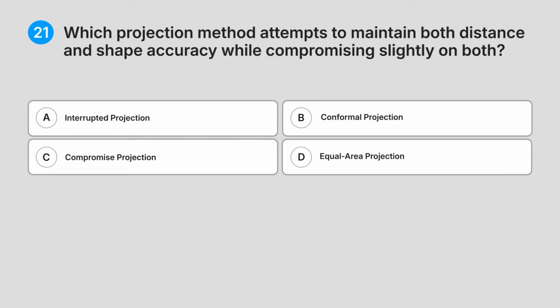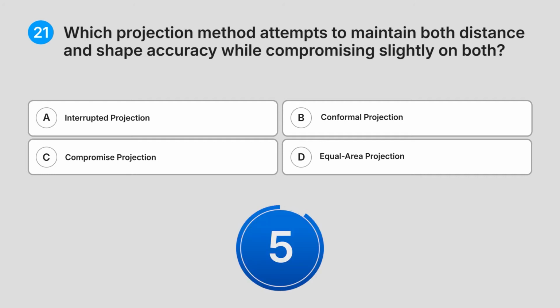21. Which projection method attempts to maintain both distance and shape accuracy, while compromising slightly on both? A. Interrupted projection. B. Conformal projection. C. Compromise projection. D. Equal area projection. Can you guess the answer?